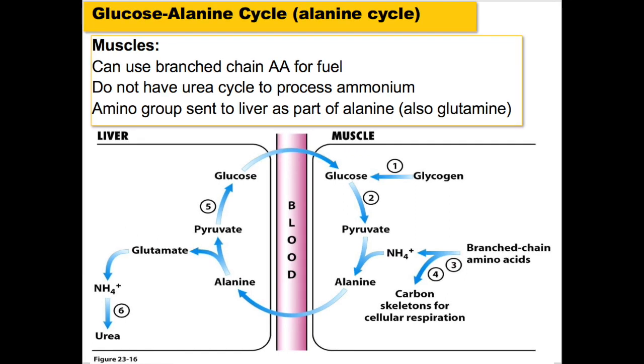Now, once alanine gives off its amino group, it's turned into pyruvate again, and then pyruvate can be used as a substrate for gluconeogenesis, and this glucose can enter the bloodstream to feed the body as a whole and to feed the muscles as well. In this way, the cycle is completed.